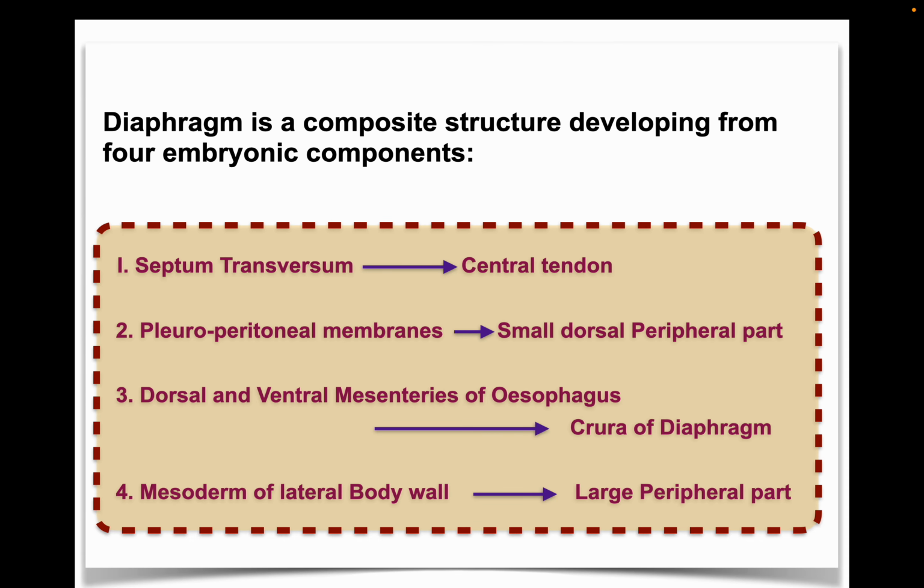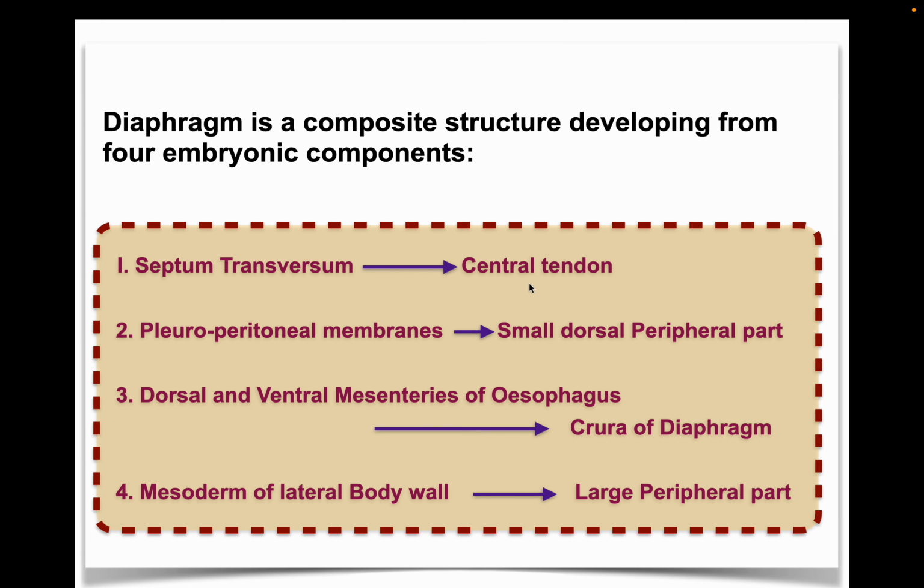Now, diaphragm is a composite structure developing from four embryonic components, that is septum transversum, then pleuroperitoneal membranes. Number 3 is dorsal and ventral mesenteries of esophagus, but the more contribution is from the dorsal one. Then mesoderm of the lateral body wall.